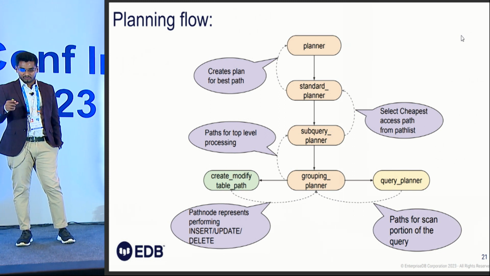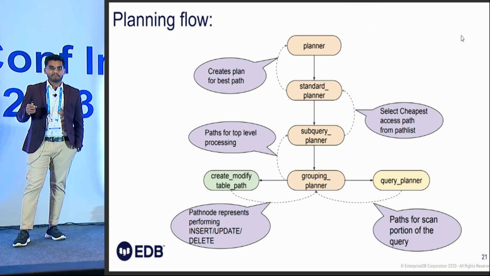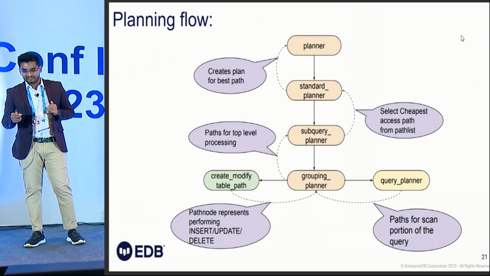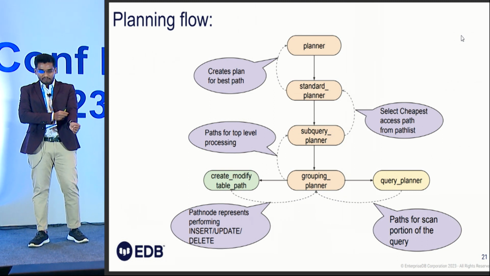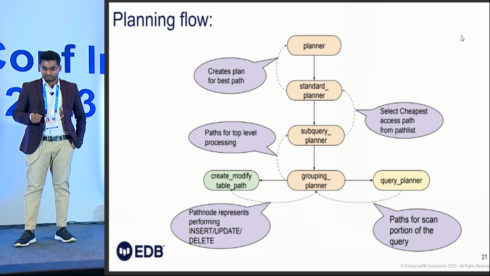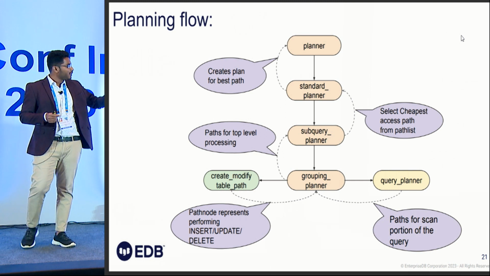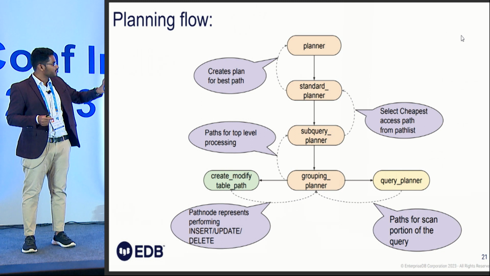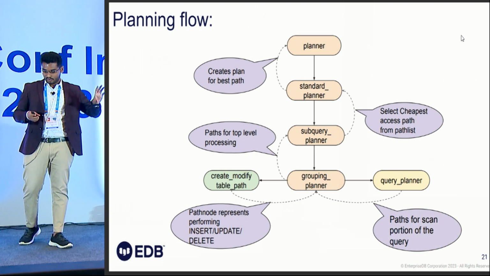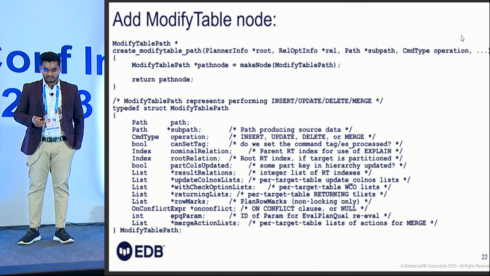Then the grouping planner does the top level processing. The subquery planner selects the cheapest path from the available path list, and the standard planner function creates the plan for the best path which it got from the subquery planner function. So this is the overview of the planning phase. It gives the picture of how this flow happens in brief. Okay, moving forward.